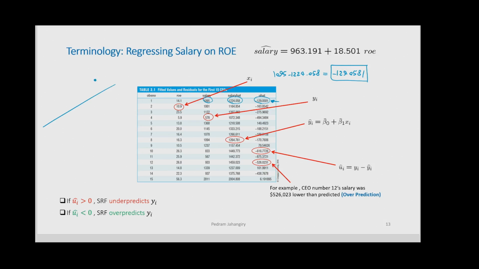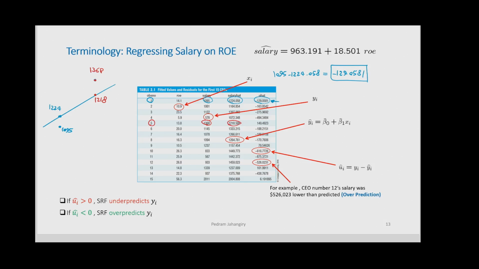Actually, let's plot some of them. Let's plot observation number 1. Maybe the salary is $10.95, but the model predicted it to be $12.24. So this is observation number 1. And then let's do another of the observations where the U hat is positive. Let's do observation number 5. I'm going to use red color. For observation number 5, the true salary is $13.68, but the model predicted it to be $12.18. Okay, I'm here.